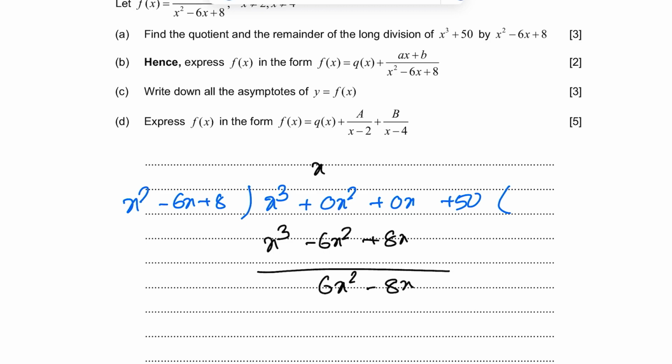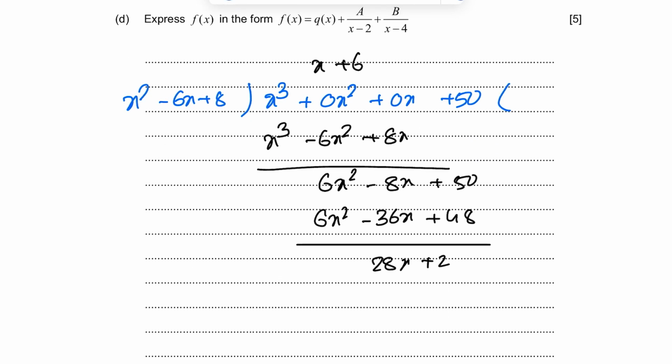Then x square minus 6x goes in 6x square, plus 6 times. Plus 6. So 6x square minus 36x plus 48. And over here plus 50 also. So what does that become? Cancels. It becomes 28x plus 2. So quotient q of x is x plus 6 and remainder is 28x plus 2.